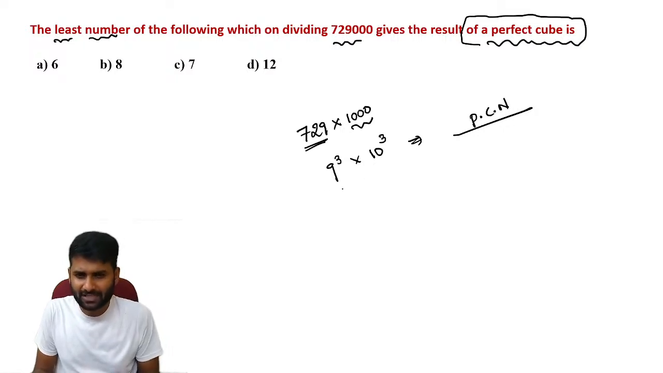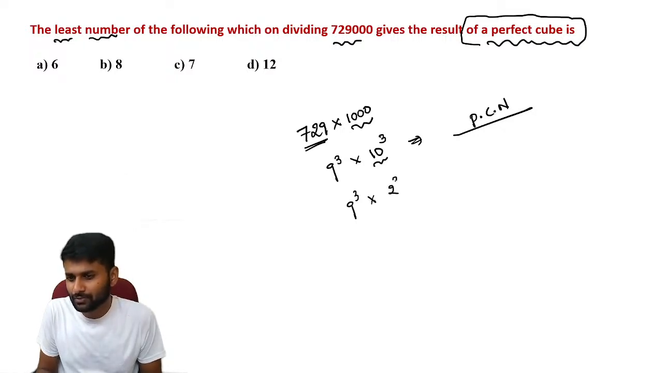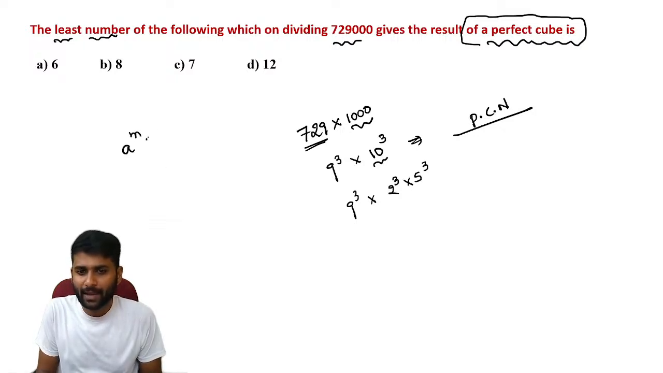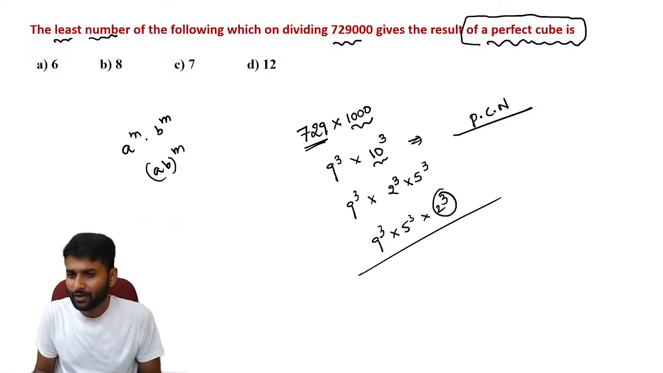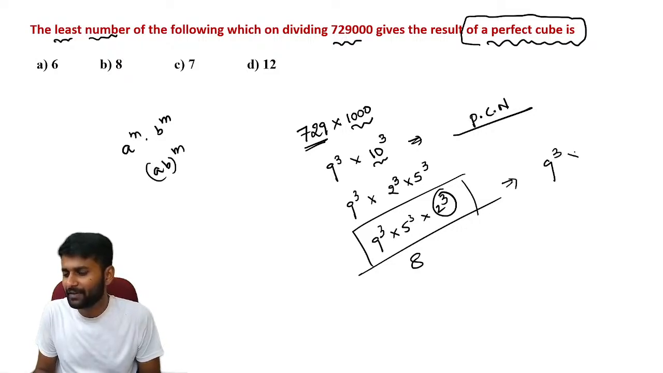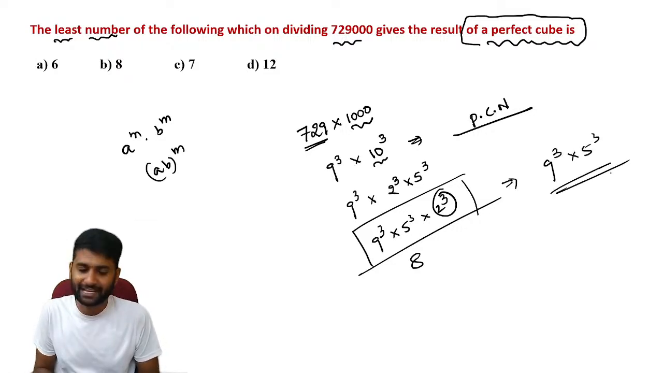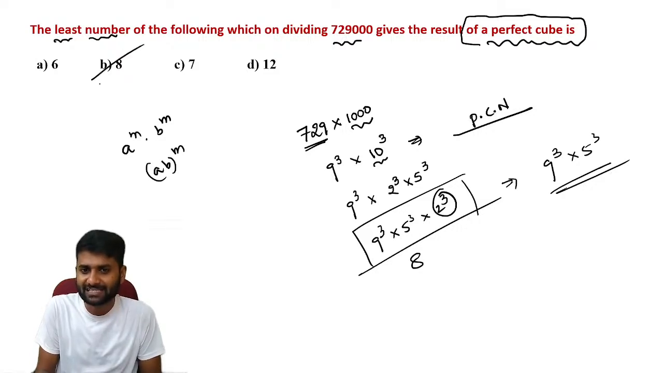Let's go through the further simplification. See, here 9 cube. Again, can I take 10 cube as 2 cube into 5 cube? Why? Because a power m into b power m can be written as ab whole power m. Let's go through that: 9 cube into 5 cube into 2 cube. What is the 2 cube value? 8. Now, if you divide the entire number by 8, it still leaves a perfect cube number. That perfect cube number is 9 cube into 5 cube. That's why your answer is 8.